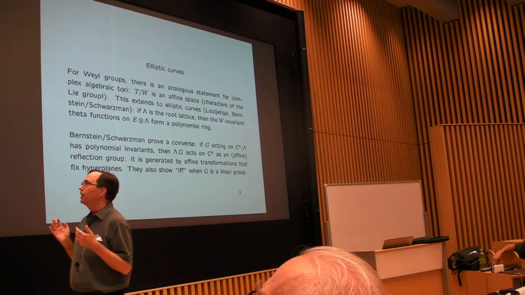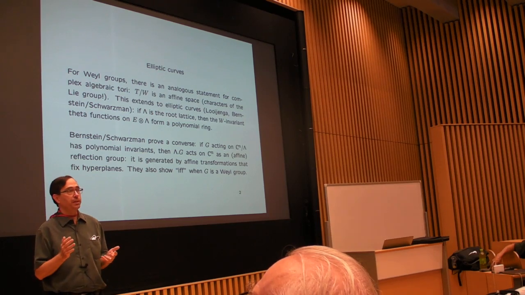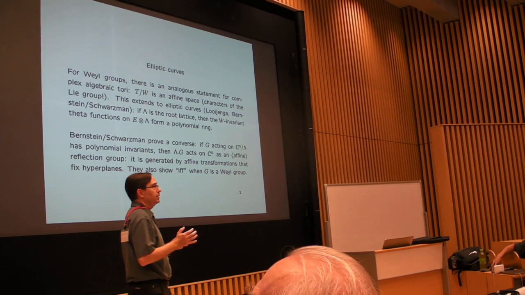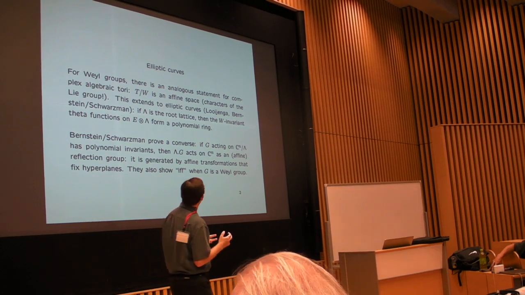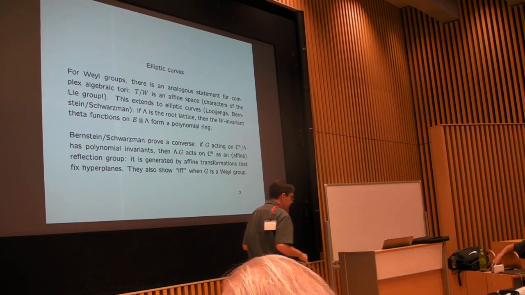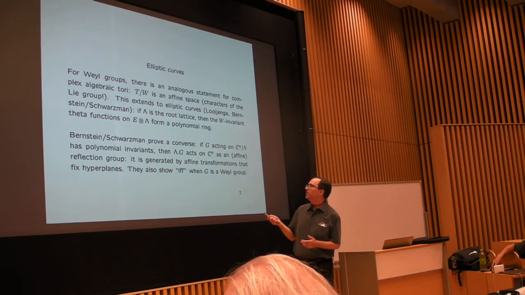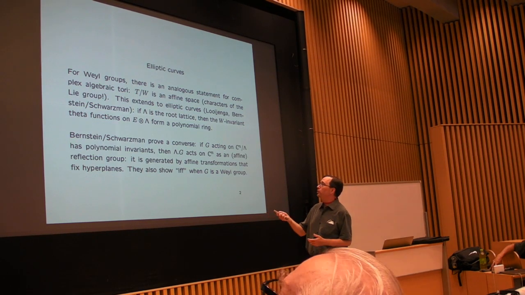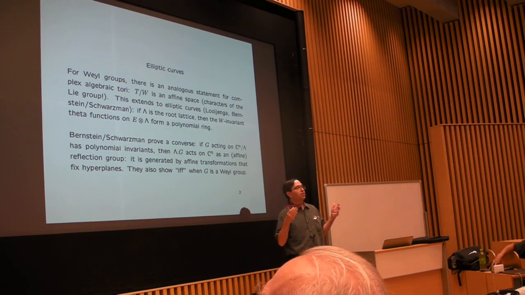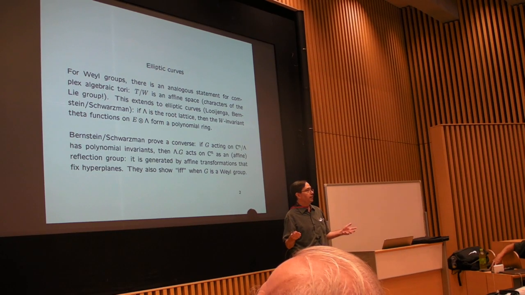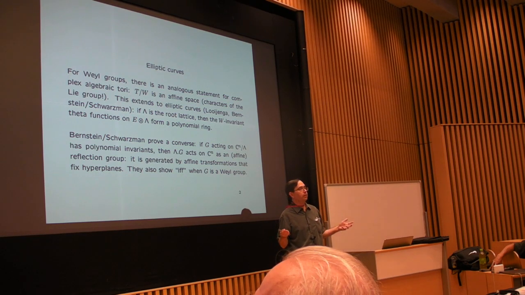And there's a nice version of this for elliptic curves where you replace the multiplicative group by an elliptic curve. You can do that, and what you find essentially is that if you take your elliptic curve, you tensor it with the root lattice, and then look at the invariant theta functions on that abelian variety, that is again a polynomial ring.